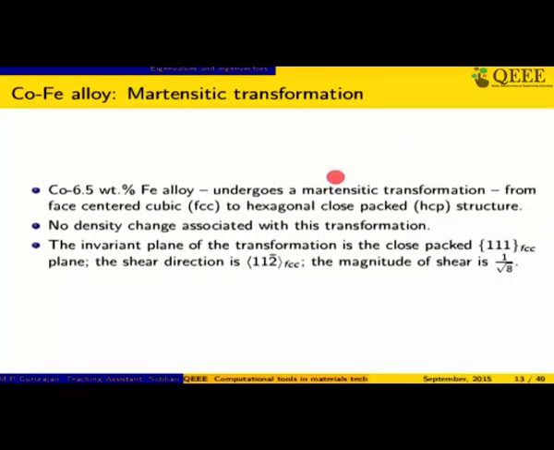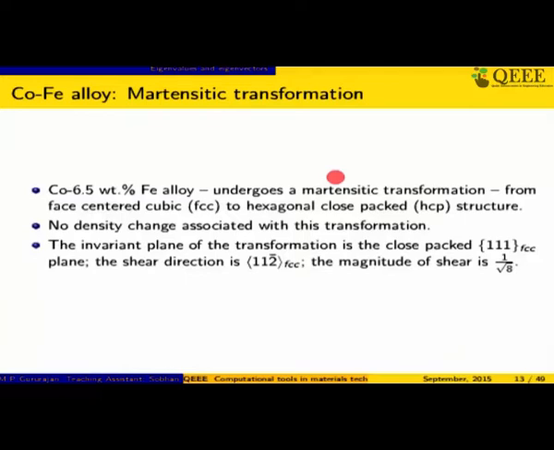Let's take a look at why we are interested in such a computation. Let us consider a particular system, cobalt 6.58% iron alloy. It undergoes a martensitic transformation. The first Bain distortion we were talking about was an FCC material undergoing a martensite transformation to a BCC structure. But cobalt 6.58% iron alloy undergoes a martensitic transformation in which it goes from face centered cubic to hexagonal close-packed structure. There is no density change associated with this transformation.